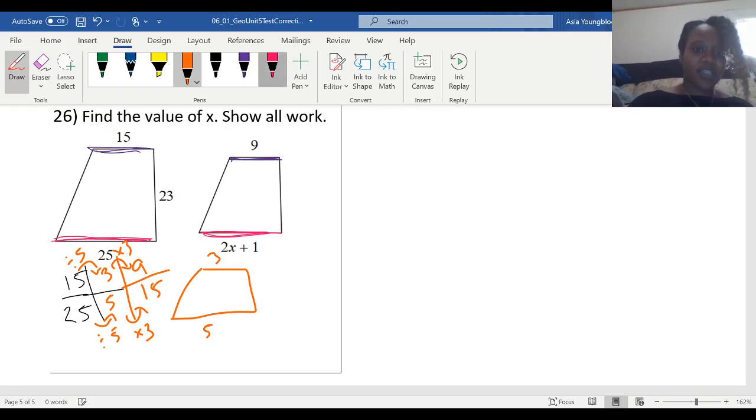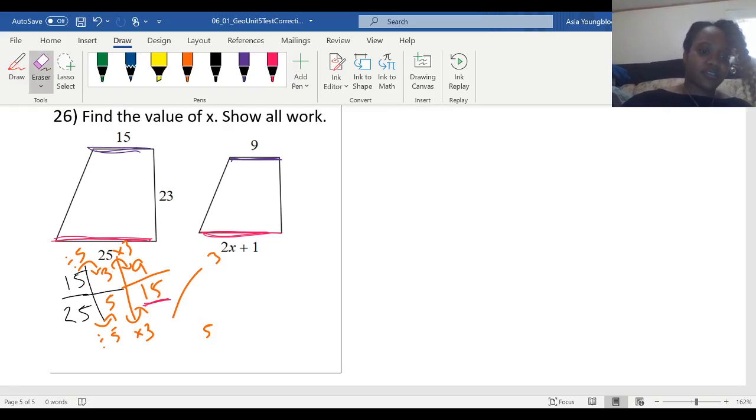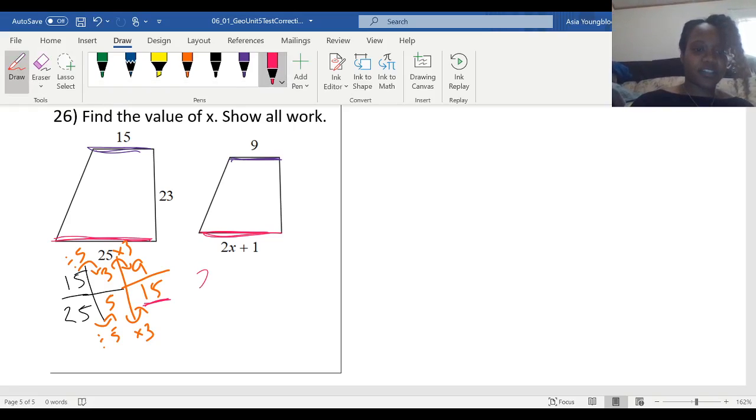So that means this bottom side, 2x plus 1, has to equal 15. So let me erase this. This is just in the way, just a visual representation. The equation we need to solve is 2x plus 1 equals 15. Subtract 1 from both sides. So 2x equals 14. Divide by 2. x equals 7.